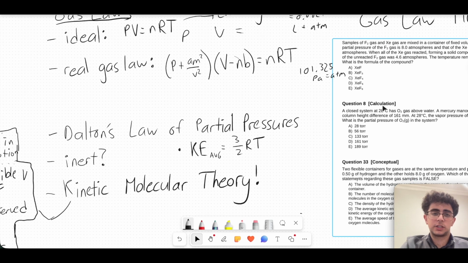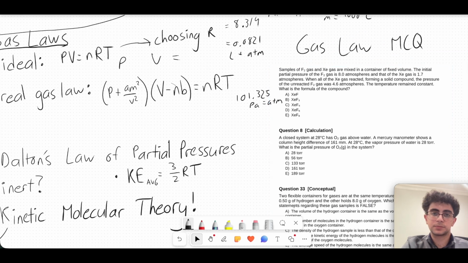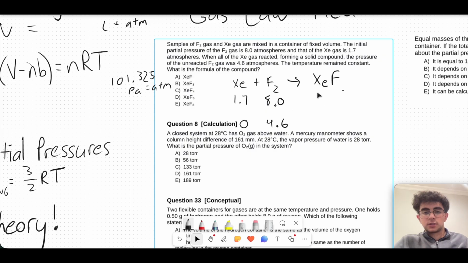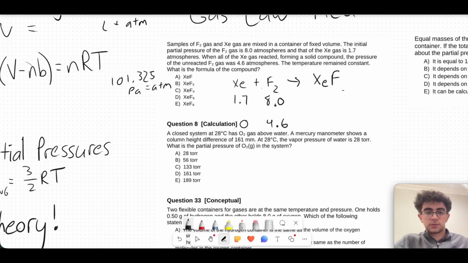Now let's do a few MCQs to test our understanding. For this first one, you can pause and read the directions. This is how I set it up. So Xe plus F2, we don't know the coefficient of F2, and we don't know the subscript of F.